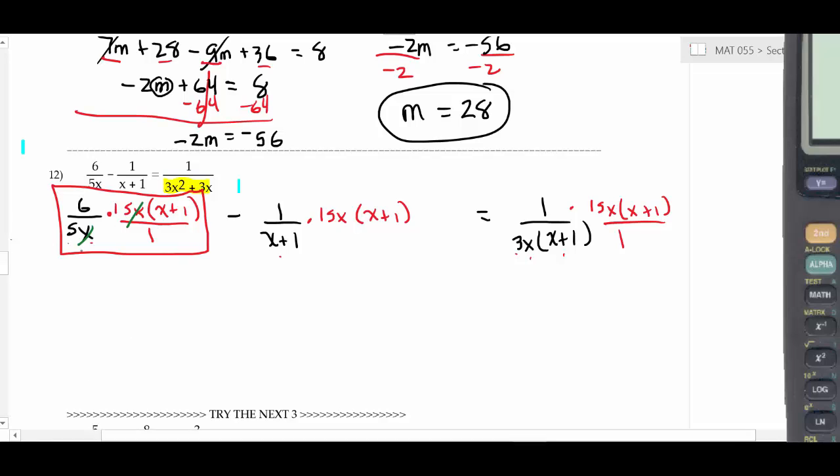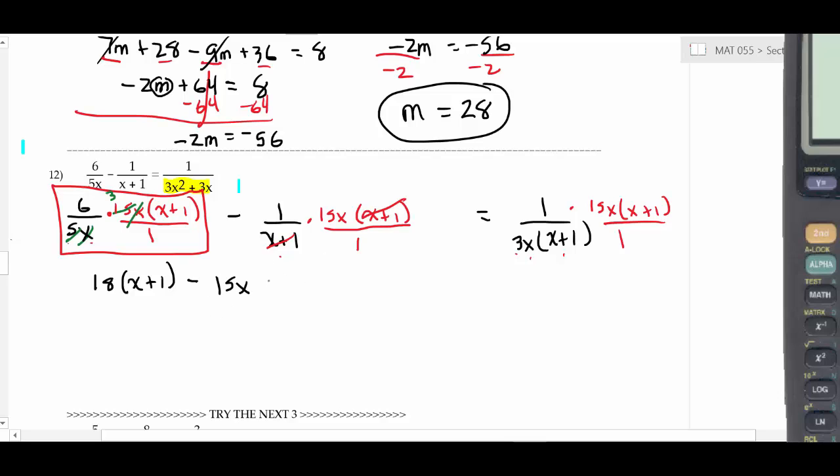15 over 5 is 3, right? So you're going to go 15 divided by 5 is 3. Okay, that's the best way to do it. Now write what you're left with. You're left with 6 times 3, which is 18. Then you're left with an x plus 1 like that. Okay, go to the next stage. What's going to happen to the next stage? X plus 1's cross out. Okay, what we're left with is 15x, like that.